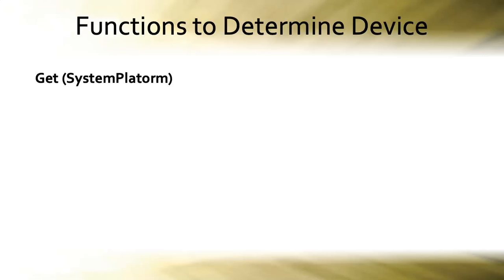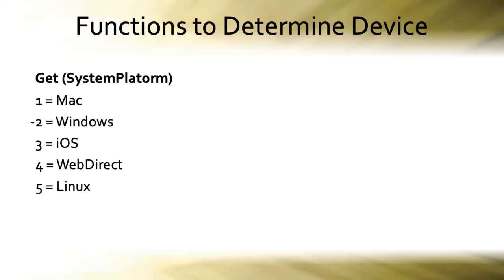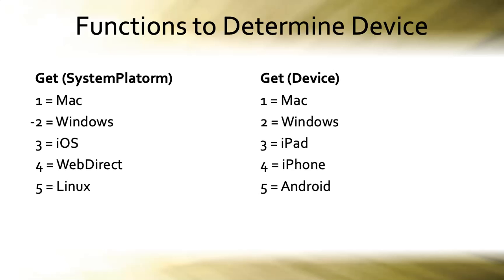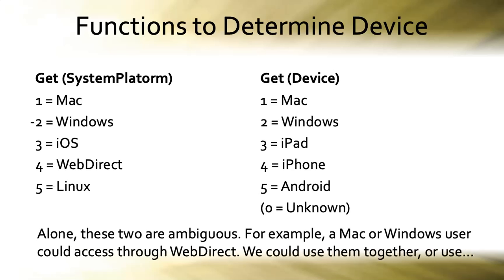We could use Get(SystemPlatform), which returns the number 1 if they're on a Mac device, a -2 if they're on Windows, a 3 if they're on an iOS device, but it doesn't discriminate between iPhone and iPad. Get(SystemPlatform) returns a 4 if they're connecting via WebDirect, and a 5 if they're on Linux, which is a new feature, support for Linux in FileMaker as of just the last few months. We could also use, or instead, in addition, use Get(Device). Get(Device) returns a 1 if they're on a Mac, a 2 if they're on a Windows. So yes, there is some overlap here. A 3 if they're on an iPad, a 4 if they're on an iPhone, 5 for Android, and a 0 for unknown.